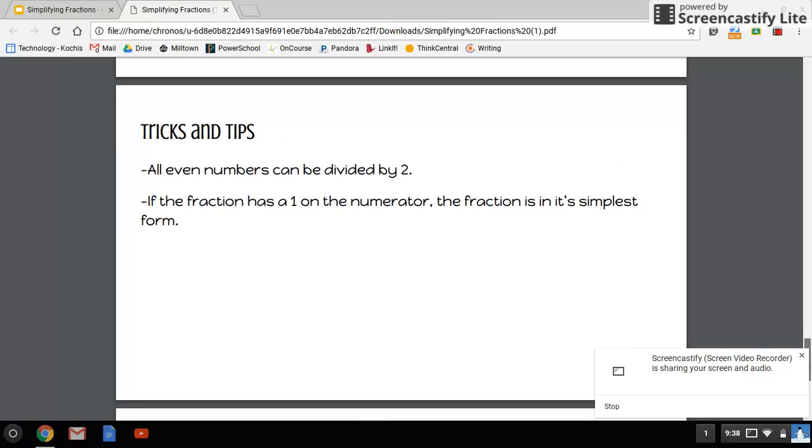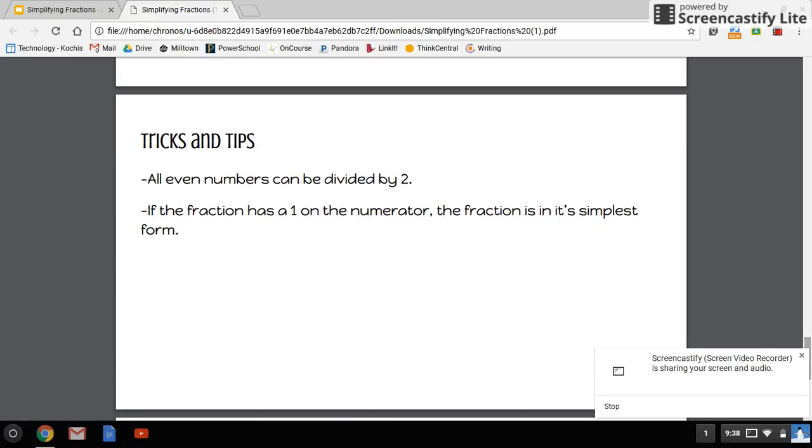Some tricks and tips for when simplifying fractions are that all even numbers can be divided by 2. So all even numbers always can be simplified. And if the fraction has a 1 on the numerator, then the fraction is in its simplest form, so you can leave it.